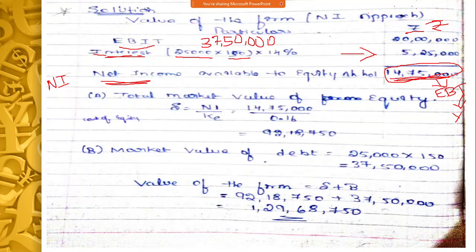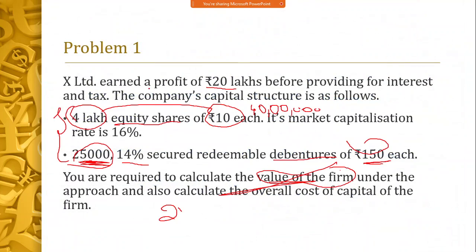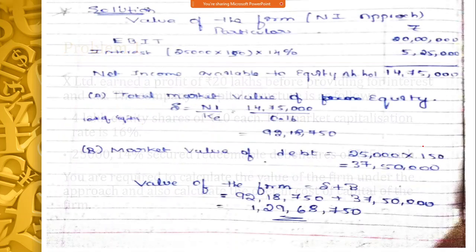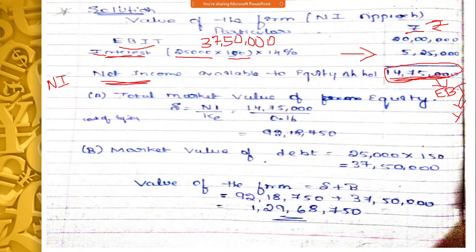Now, under the question, we have to find out the value of the firm. For us, what is the total value of the firm? That is what matters. We need not calculate the value of each equity share. The value of each equity share would be nothing but the entire amount divided by the number of shares.